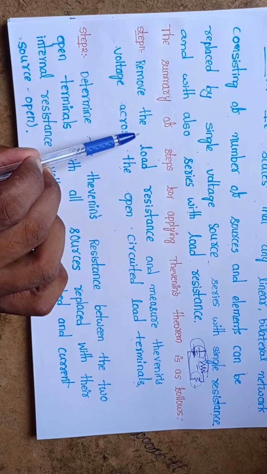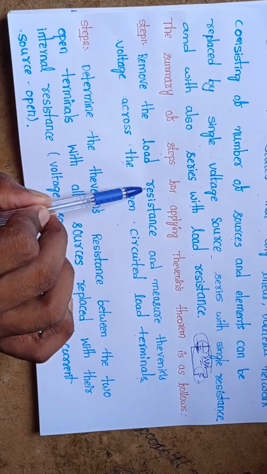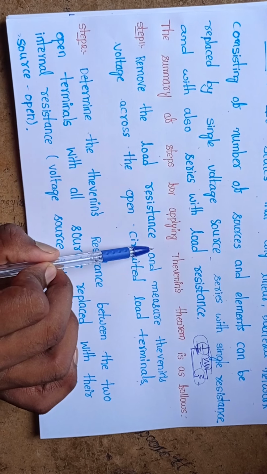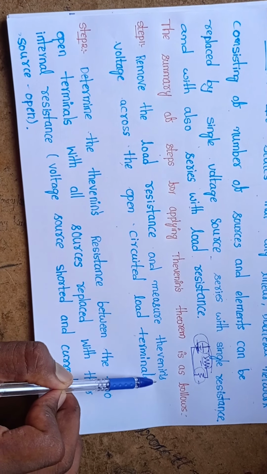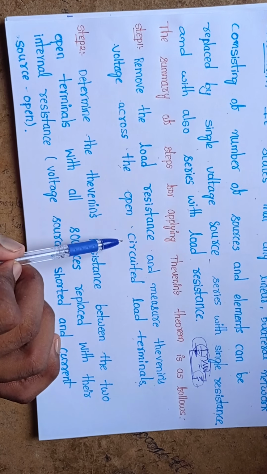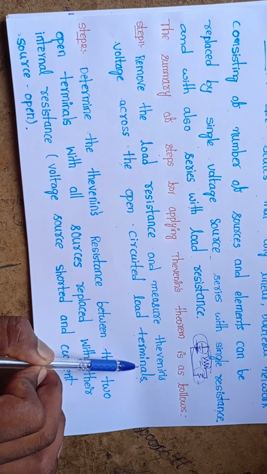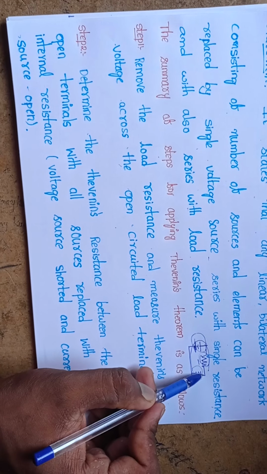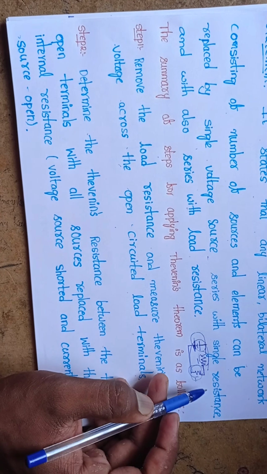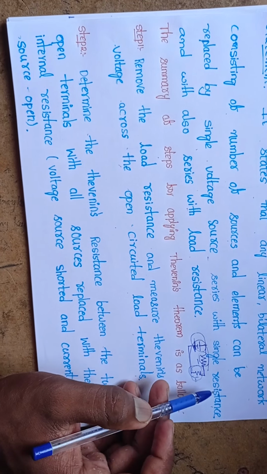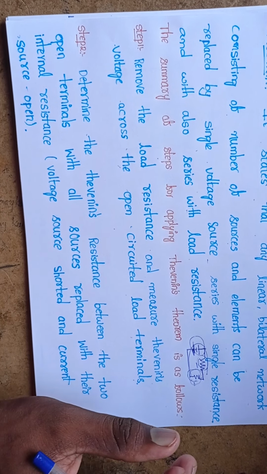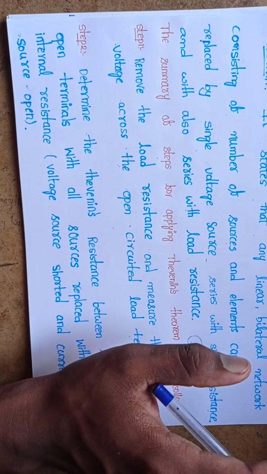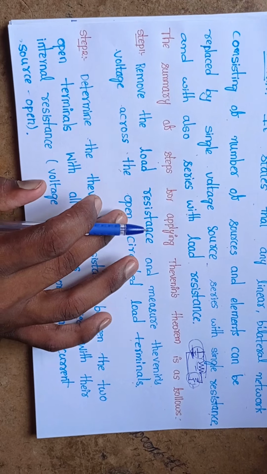First we have to remove the load resistance and measure the Thevenin's voltage across the open circuited load terminals. We remove this load resistance, and across the load terminals we find the voltage, and that voltage is nothing but the Thevenin's voltage. Okay, that is the first step.